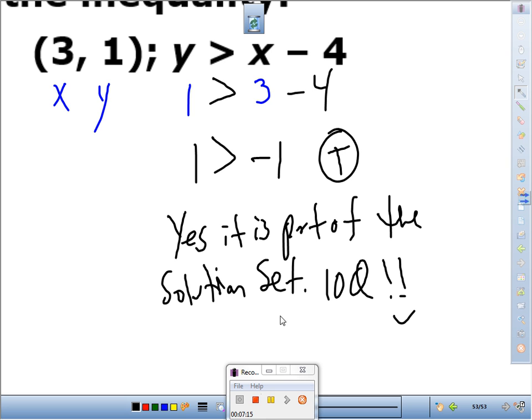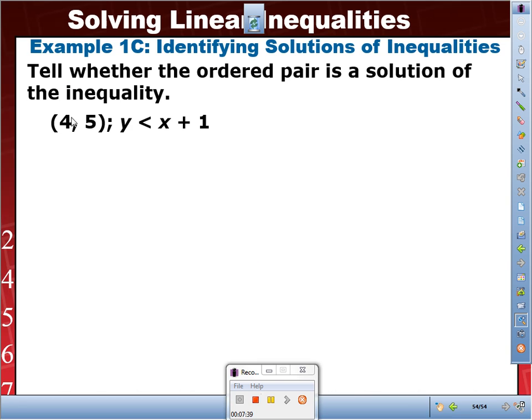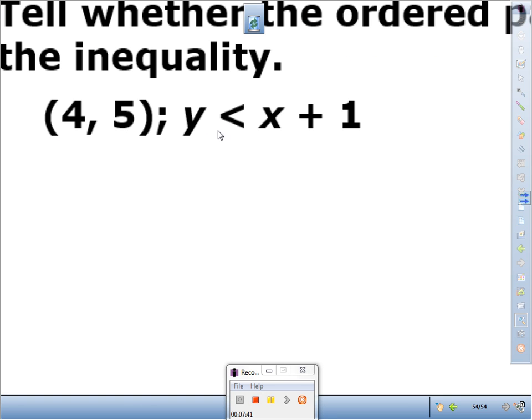Okay. Copy this next one down, please. Example 1C. Point given is (4, 5), and the inequality is y less than x plus 1. Do that one because I want to see how you do with that.